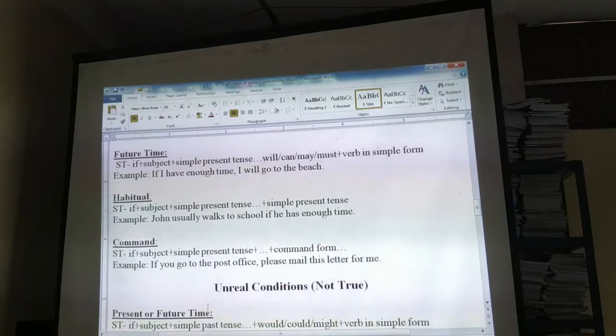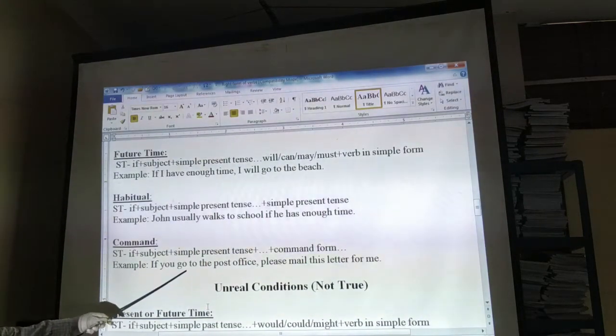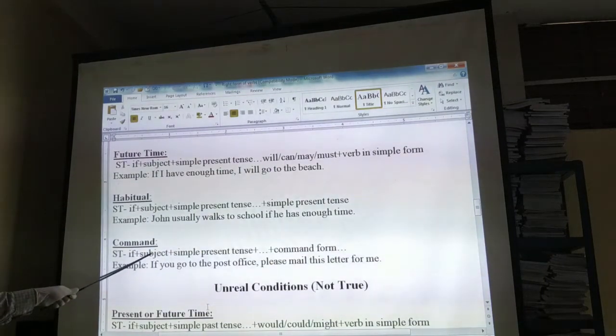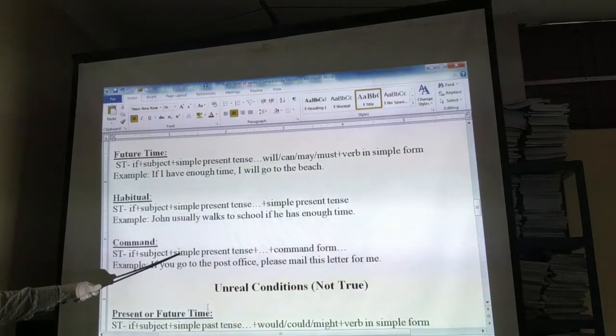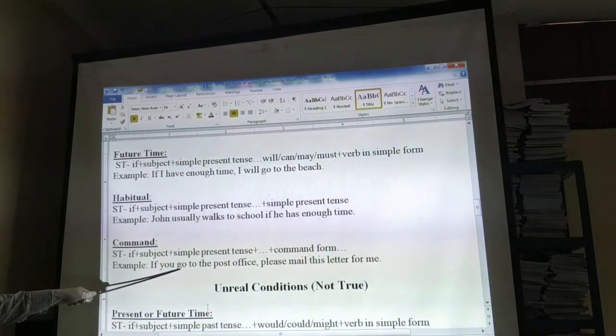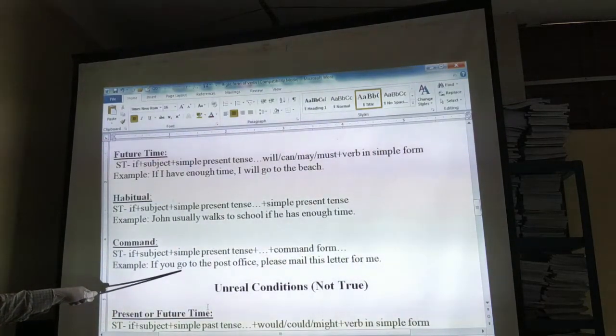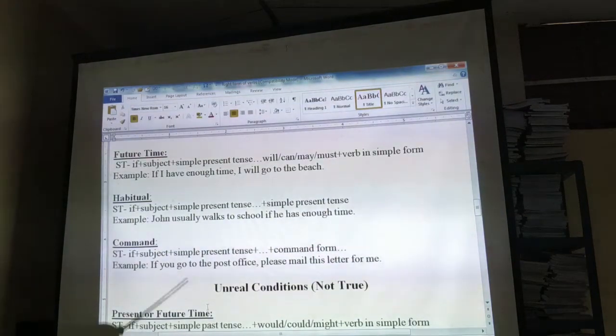Command. At first, see the example. If you go to the post office, please mail this letter for me. Match with the structure. If subject you, simple present tense, I mean present indefinite tense. See, present indefinite tense. Present form of the verb go.